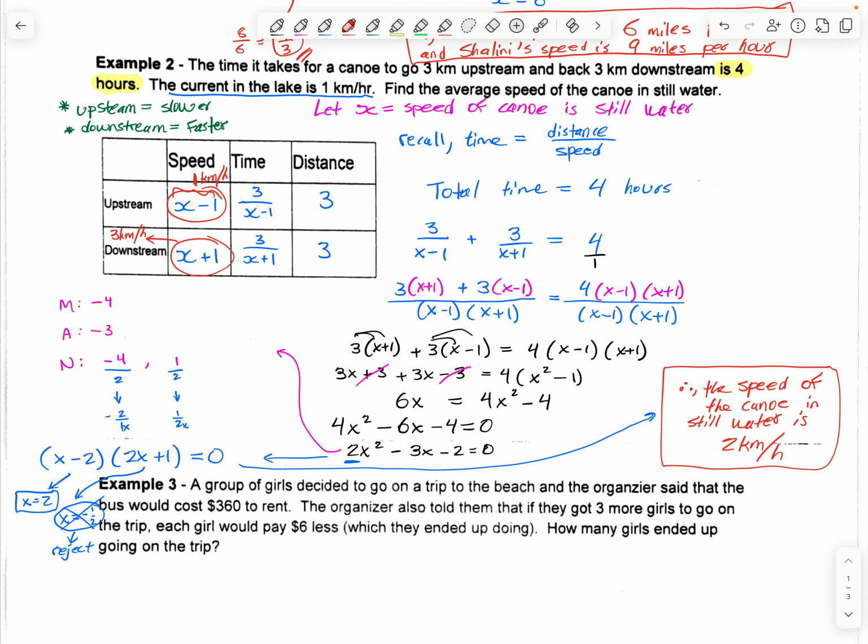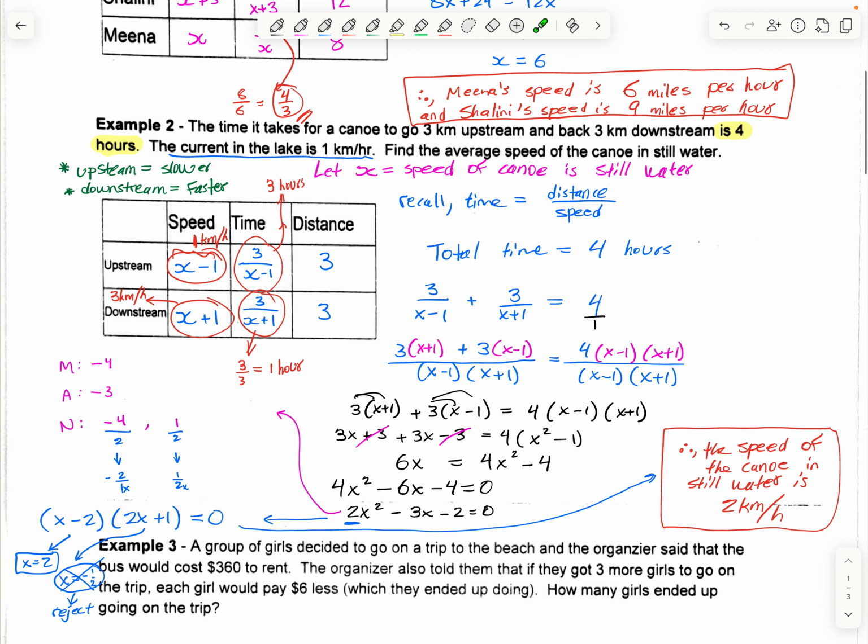And the upstream time, so clearly, downstream is faster, upstream is slower. The upstream time is going to be 3 divided by 1, so it's just 3 hours. It's going to take 3 hours to go upstream. And then this is going to be 3 divided by 3, which is 1. So it's going to take 1 hour to go downstream, which makes sense. It's going faster. So the total time, the 3 hours plus the 1 hour, is 4 hours, which is what the question says, 4 hours. So it checks out, so it works.